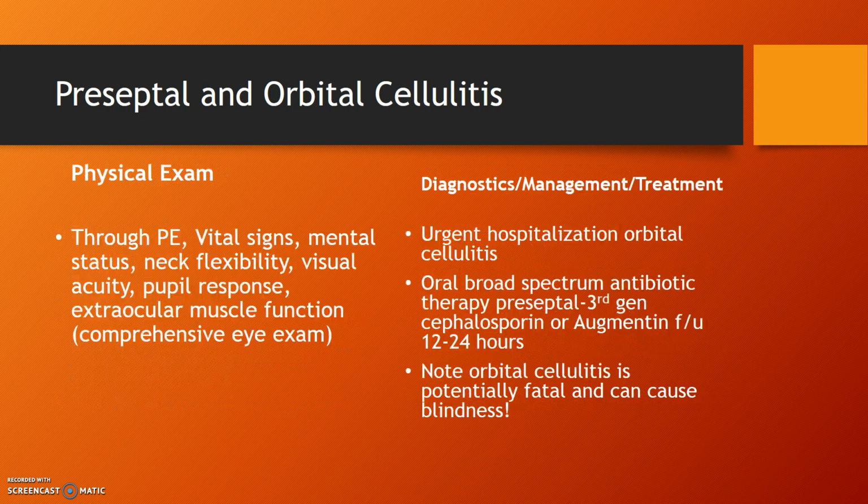Physical exam: a thorough exam must be rendered. You've got to get vital signs, mental status, assessment of neck flexibility, visual acuity, pupil response, extraocular muscle function. You're looking for pain, really a comprehensive eye exam, as well as looking for signs of trauma and retained foreign body. So you're really doing a thorough, comprehensive exam.